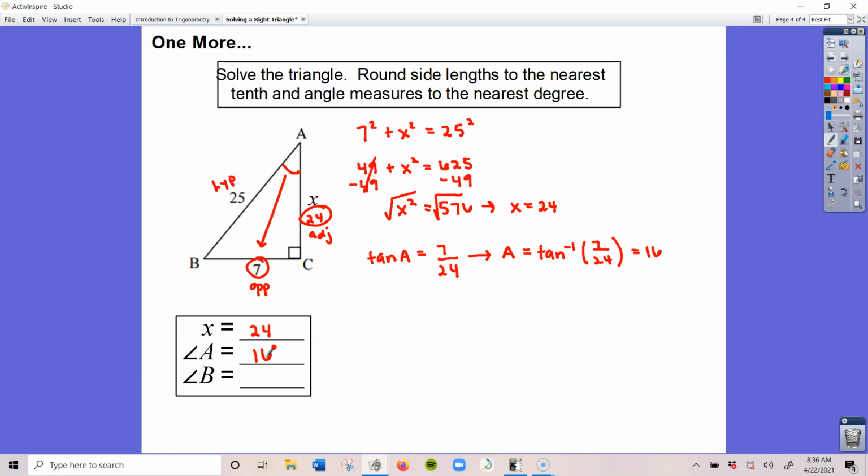Now that we have A, we can solve for B just by subtracting from 180, since all of these angles have to add up to 180. So angle A is 16 plus 90 plus B equals 180. 16 plus 90 is 106. So we can subtract the 106 from both sides, and we get that B is equal to 74. And now I have finished solving for all of those missing measures of this triangle. And that's how you solve a triangle.